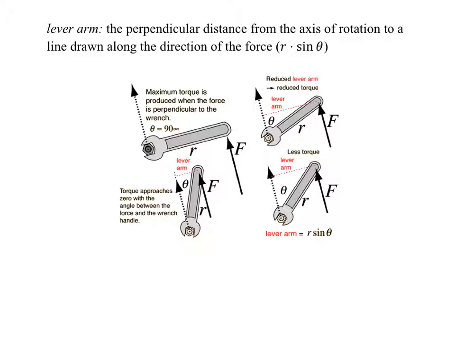But the minute I start to decrease this angle, my torque is going down every time. I'm getting a shorter, what's called lever arm. This phrase, lever arm, is the perpendicular distance from where you're rotating to the line drawn in the direction of the force. Let me explain that a little bit better with the diagram. I'll use a separate diagram for this.